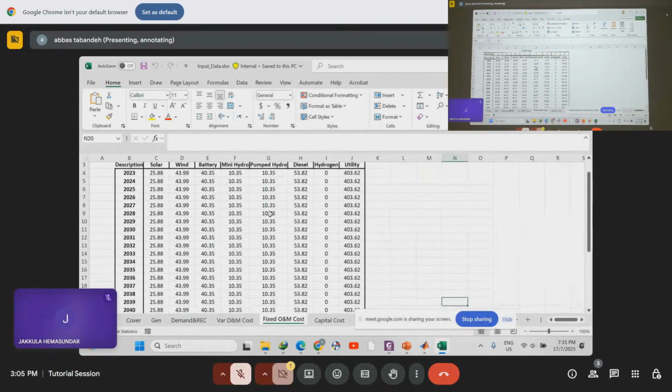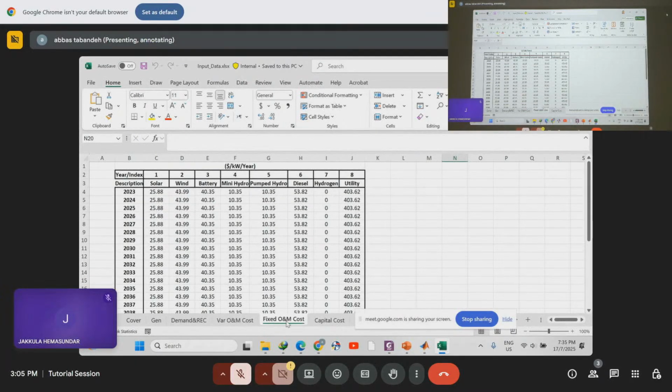And here we have the fixed operational and maintenance cost. When we install each technology, the total operation and maintenance cost for each technology is equal to these prices multiplied by the size of the technology that we would like to find in an optimum way.